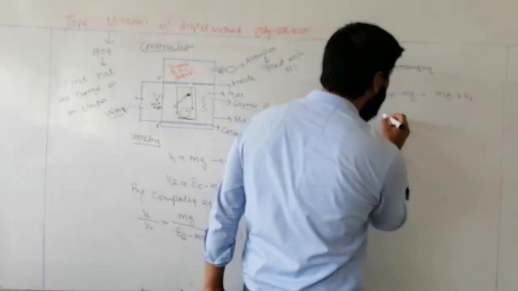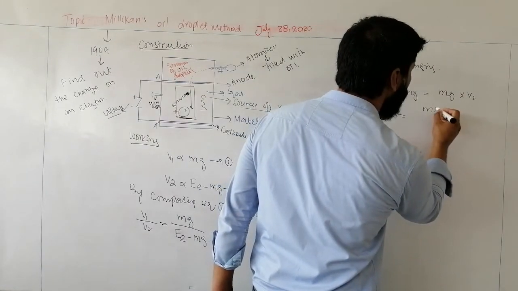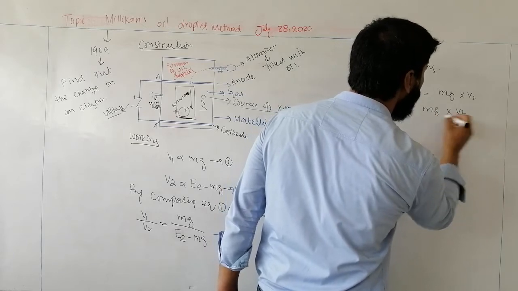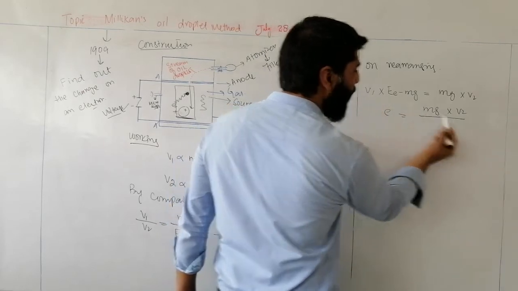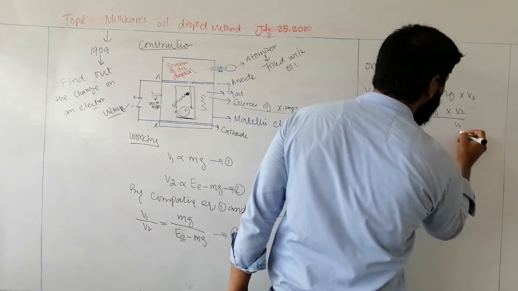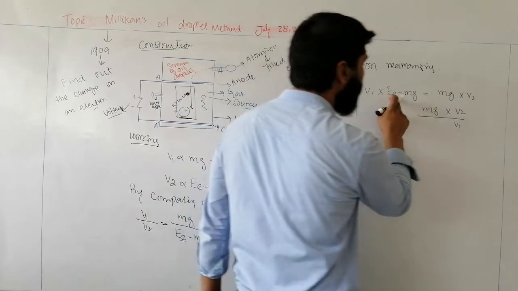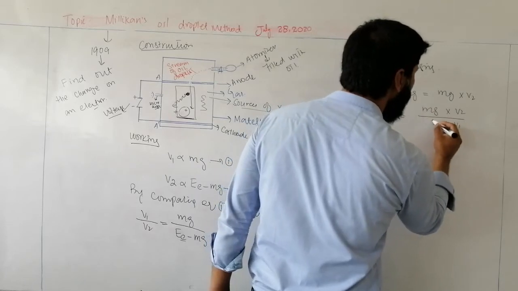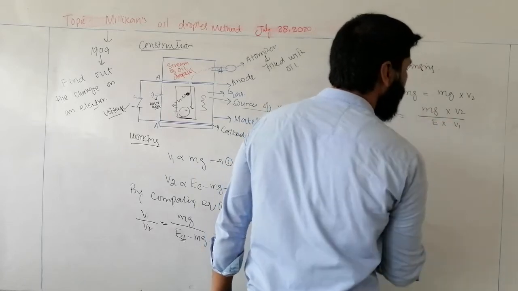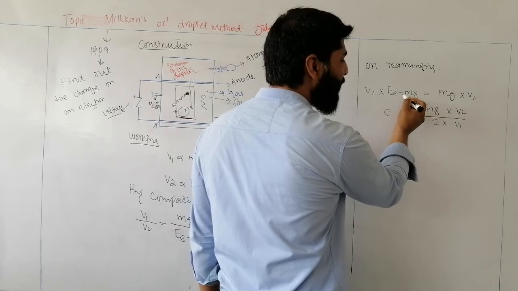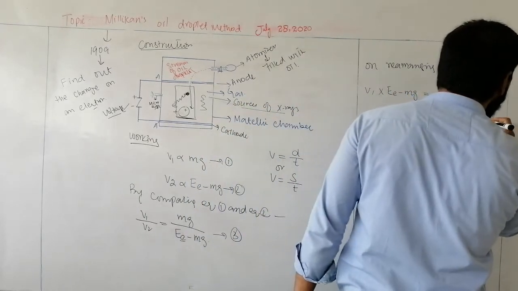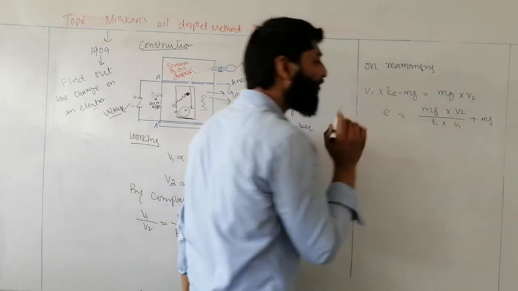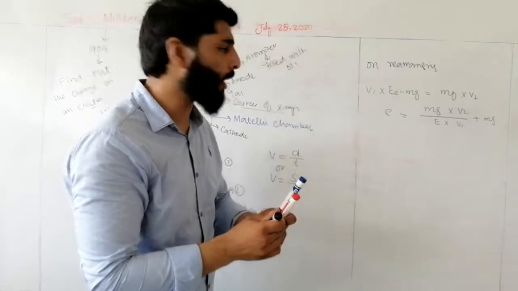So E will remain here, and mg multiplied by v2 divided by v1 is multiplied here. When it is shifted here, it will be divided here. E is multiplied here, it will be E, and this mg is being subtracted from here. When shifted here, it will be added. So we can find the charge on an electron by using this equation.